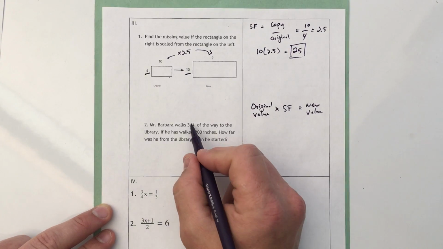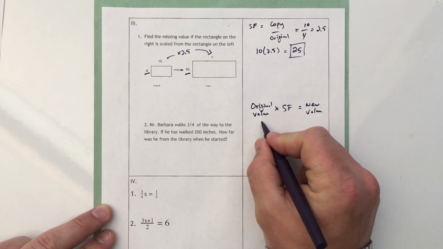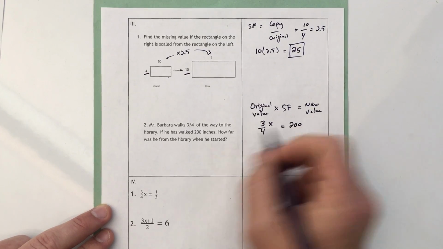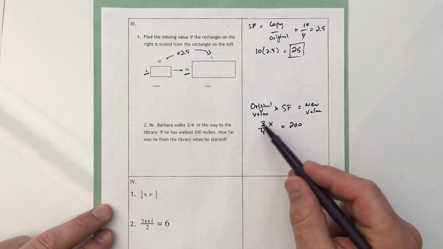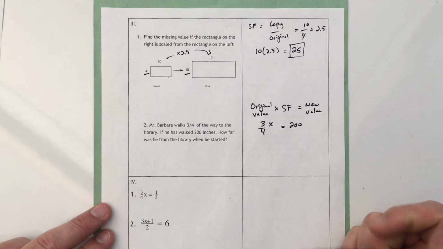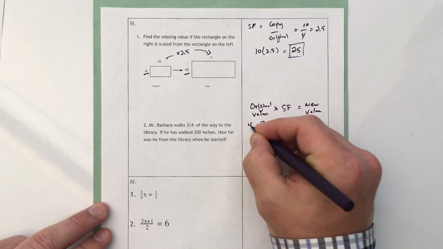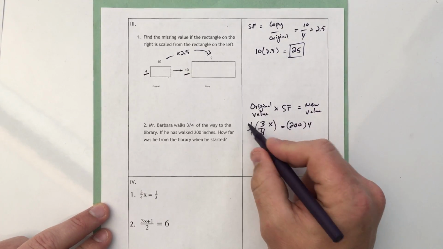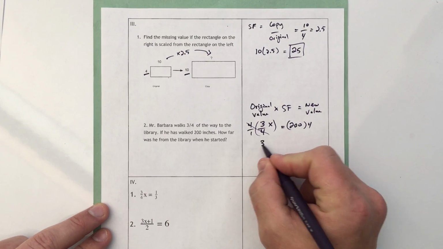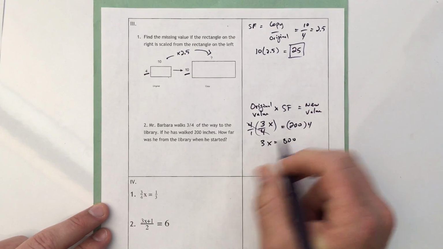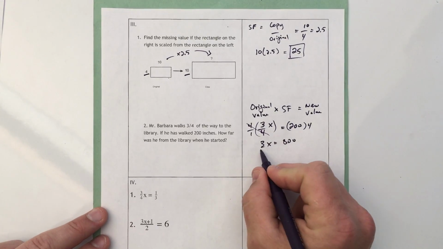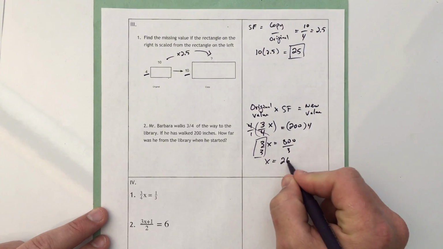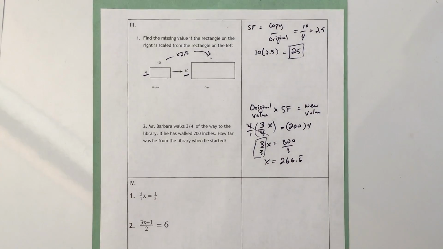My scale factor is 3/4 because he's walked 3/4 of the library. So that's just 3/4 x equals the new value, 200, because I know 200 is 3/4 of the original value. So now I'm going to multiply both sides by 4. The 4's simplify, and I have 3x equals 800. The last step is to divide by the coefficient, which is 3, and I get x is 266.6 repeating.